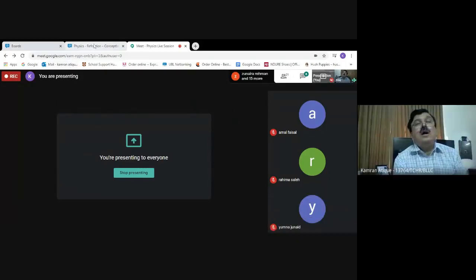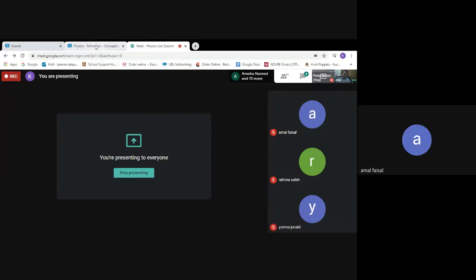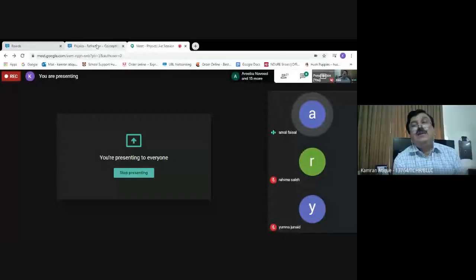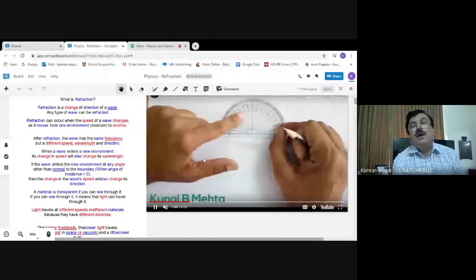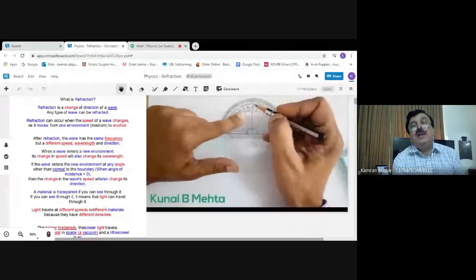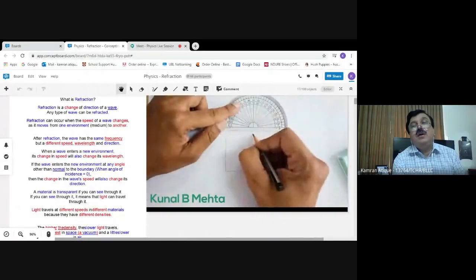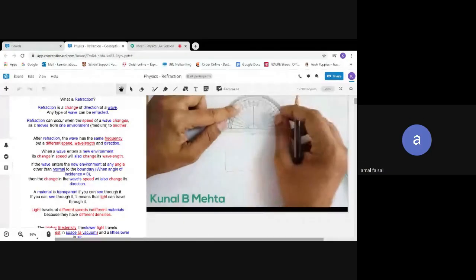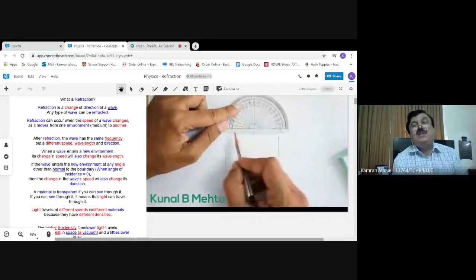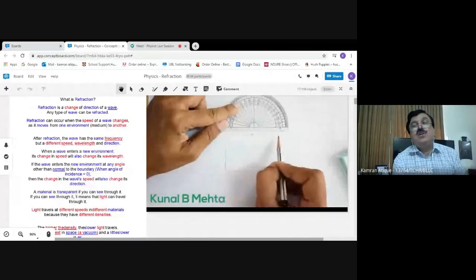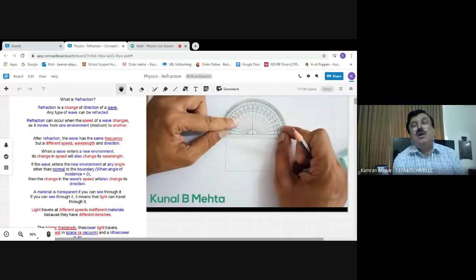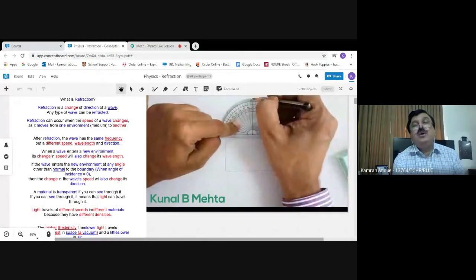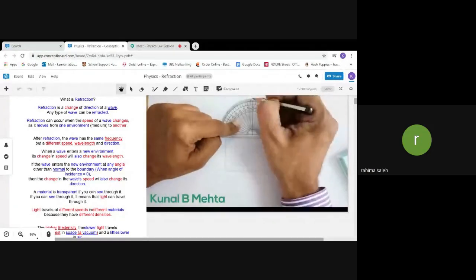So, is it clearly visible to you, Amal? Yes, sir. And in this experiment, you can see what the teacher is doing? Yes, sir. Till now, what did he do? He traced the boundary of the glass block. By placing the rectangular glass block, first of all, the teacher has traced the outline of the boundary line of the glass block. And now what is he trying to do? He's trying to mark the normal.